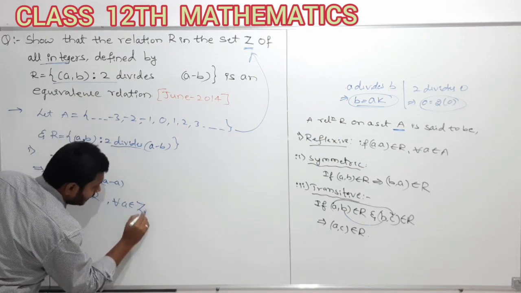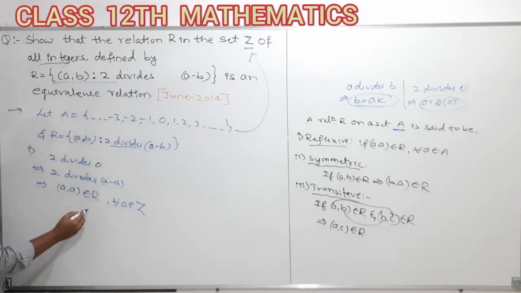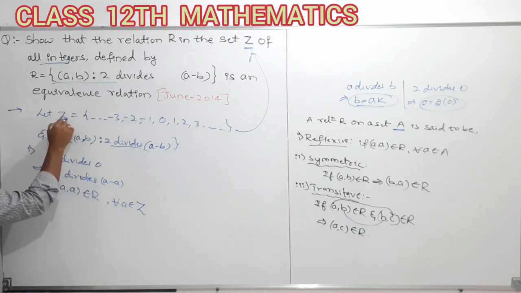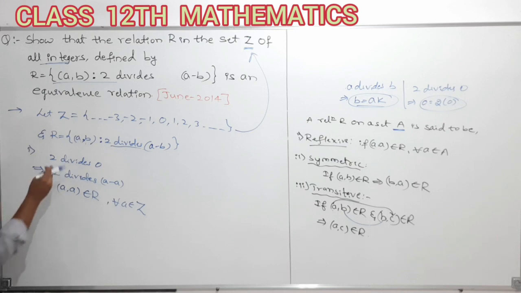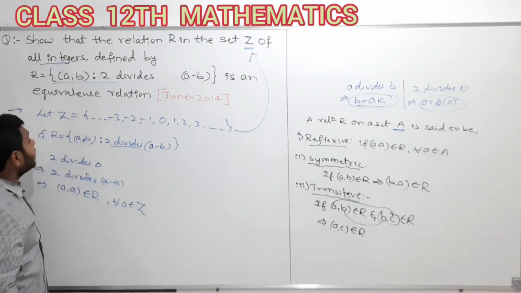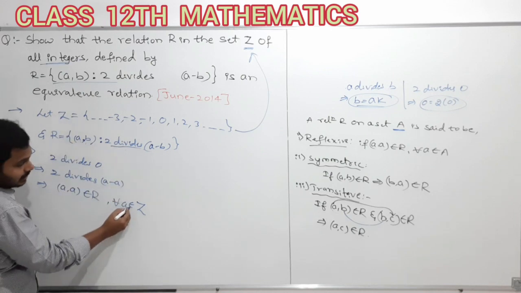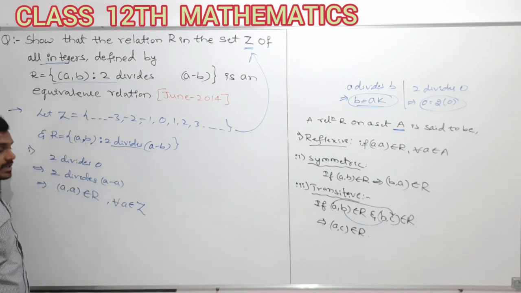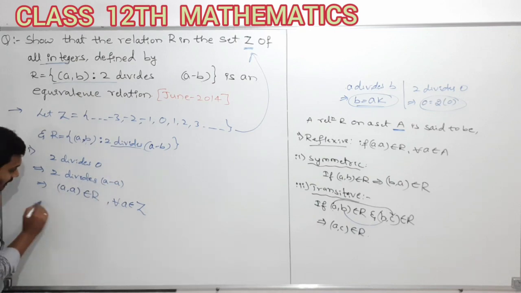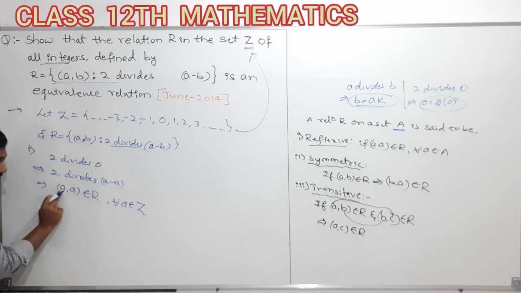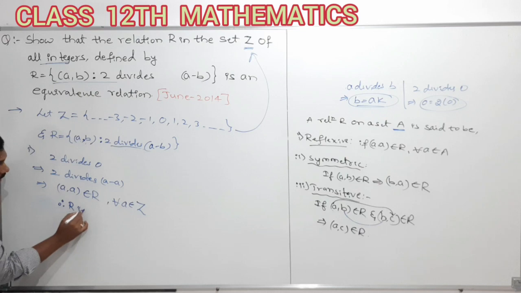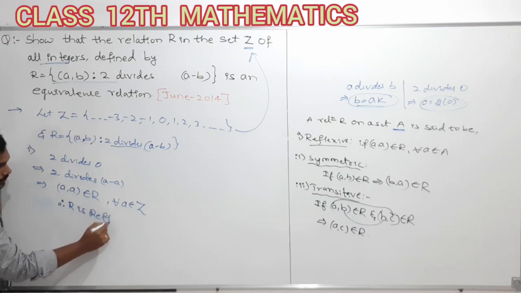Or you can take it as Z. Either take it for your reference, I am taking it as A, or else you can take it as Z, because you will get confused. If it is integers, then A belongs to Z, my dear students. So A comma A belongs to R. Therefore, since every element is related to itself, R is reflexive.